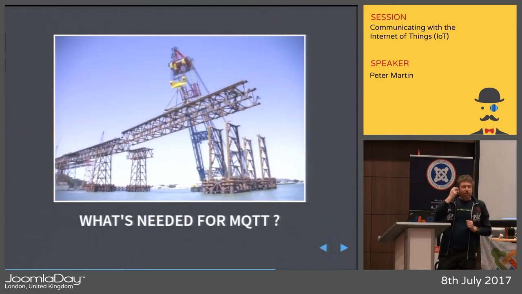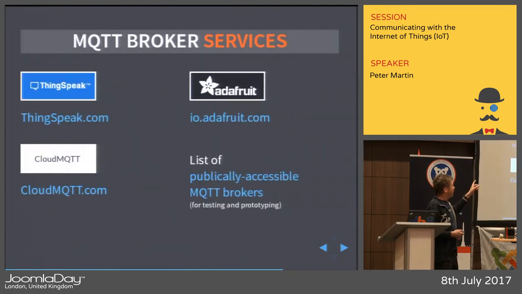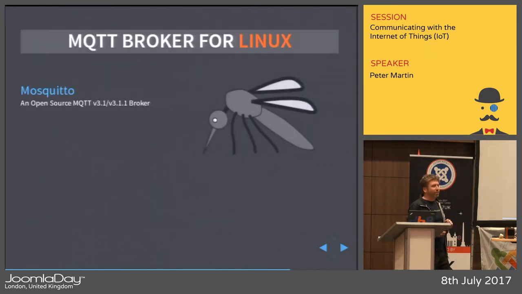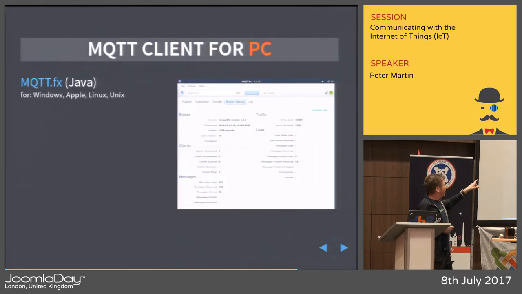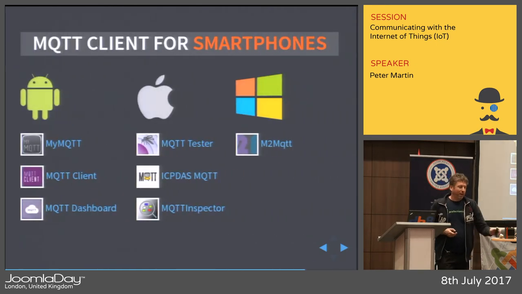So what do you need to use MQTT? Well, first of all, you need a broker. I already mentioned ThingSpeak, but there are also others that you can use. However, I like Linux, I like Raspberry Pi, so I use an MQTT broker for the Raspberry Pi, for Linux, and it's called Mosquitto. And besides a server, you need a client, and I will demonstrate MQTT.fx on my computer, and I will also demonstrate a mobile phone application with MQTT on my mobile phone.